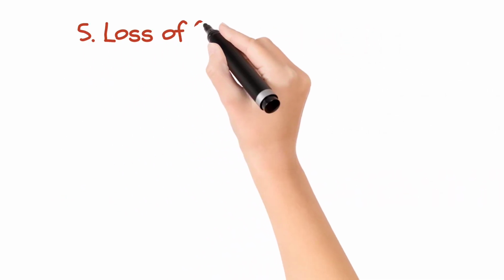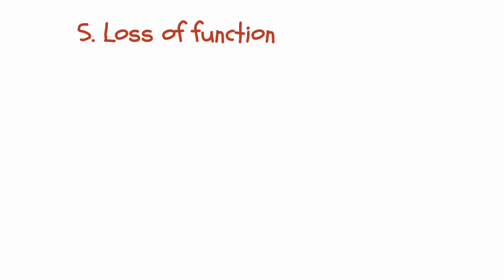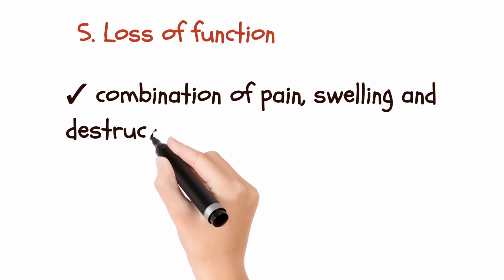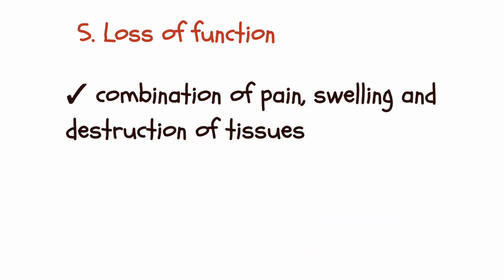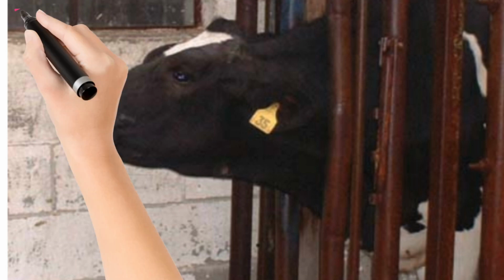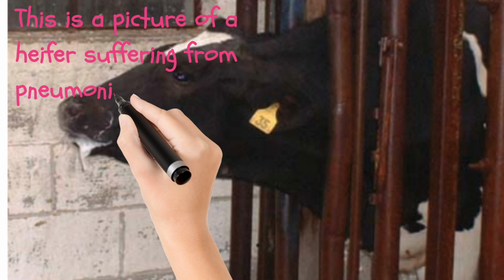The fifth sign is loss of function, in Latin, functio laesa. Loss of function is due to a combination of pain, swelling, and destruction of tissues, and this will result in the inflamed area or the part of the body undergoing inflammation to lose its function. Let's say it's the eye. Imagine your eye is swollen and very painful. You won't be able to see properly with the eye again. You prefer the eye being closed, so the eye will no longer be able to perform its function of seeing, and that is loss of function.